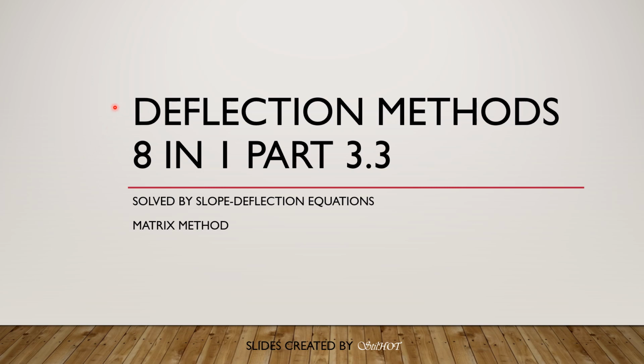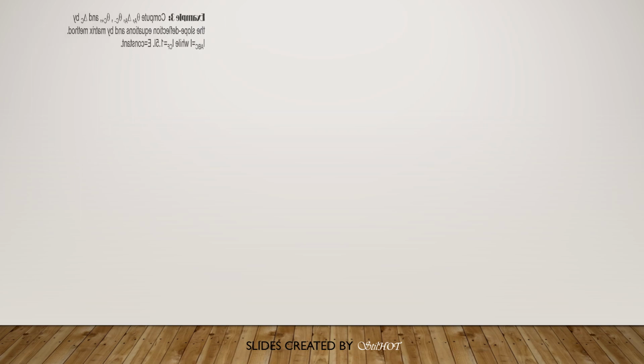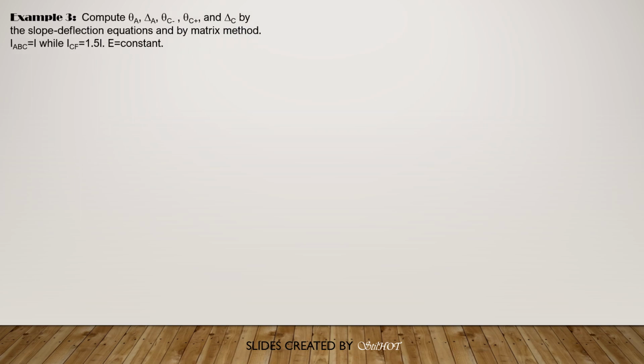So this is the continuation of deflection methods 8-in-1. This is part 3.3. So this is the example solution to example 3. And this time, let's solve it by the slope deflection equations and by matrix method. The problem: compute theta A, delta A, theta C just to the left, theta C just to the right, and delta C by the slope deflection equations and by matrix method.